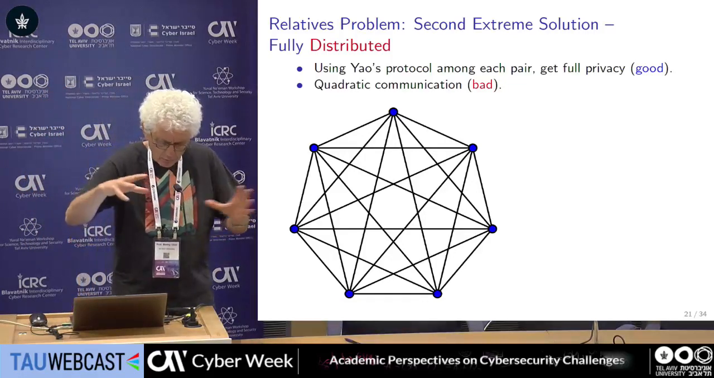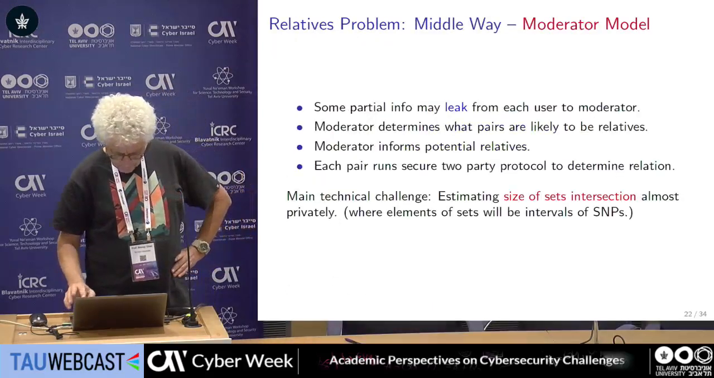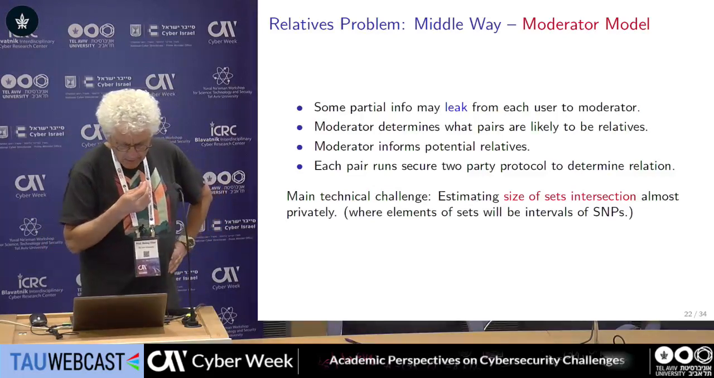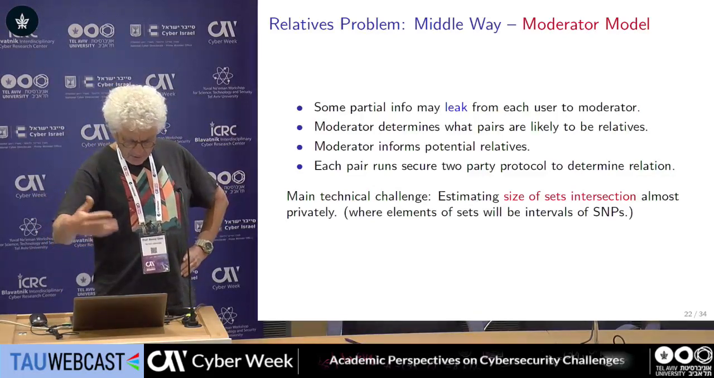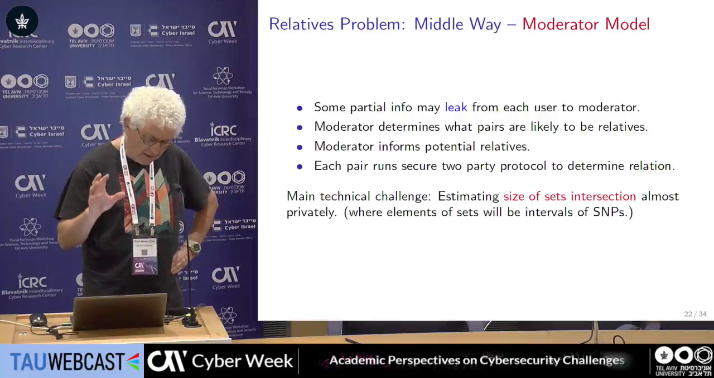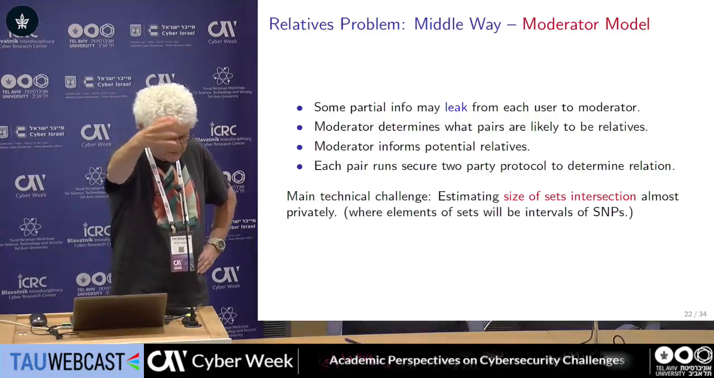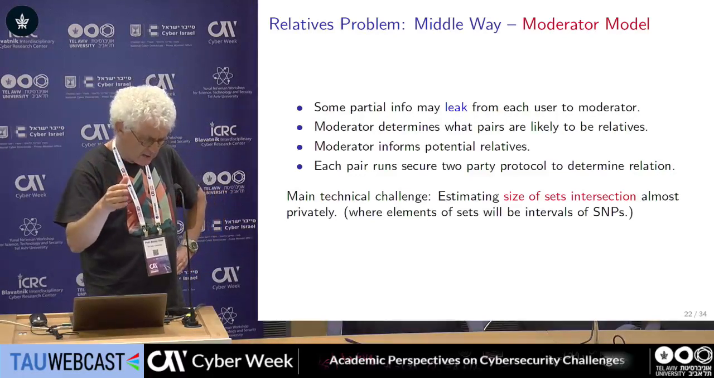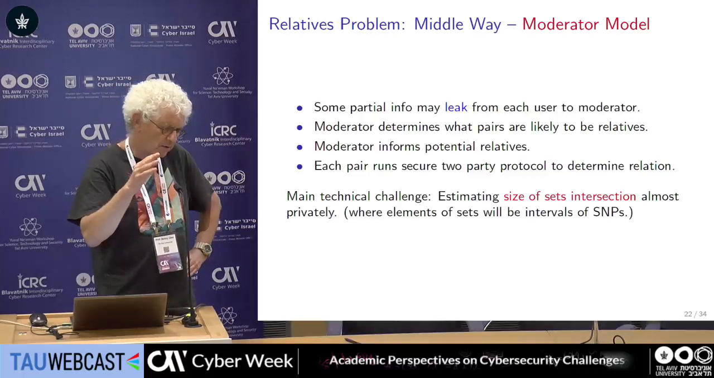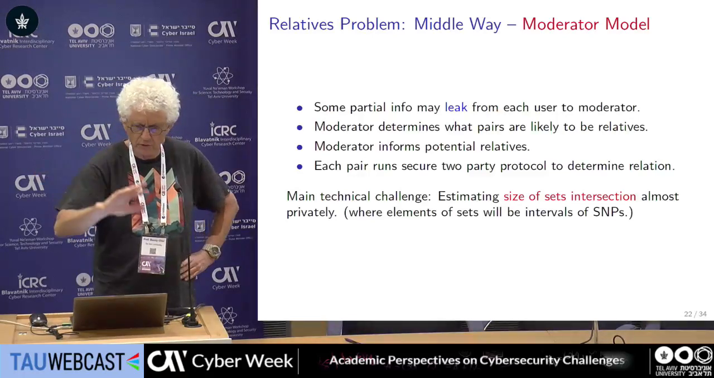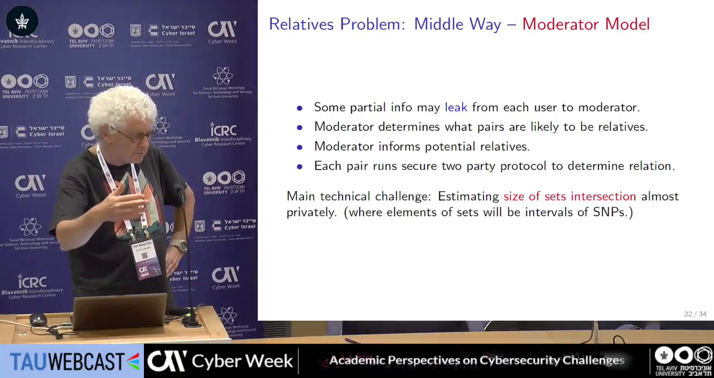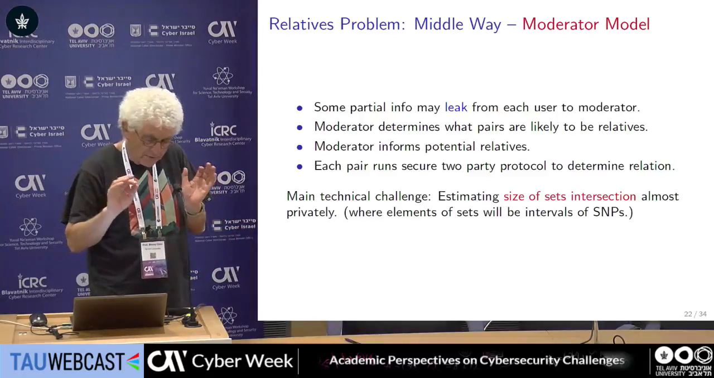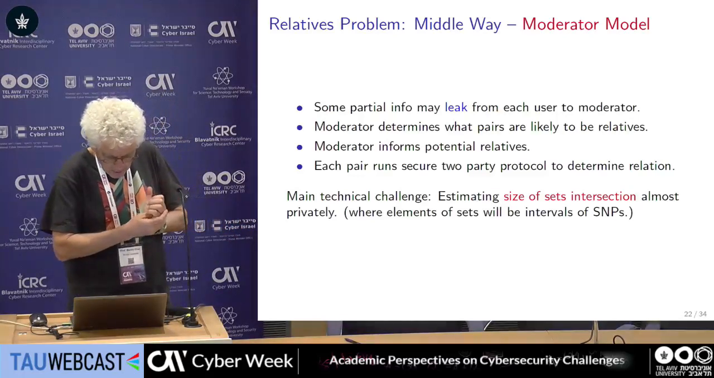So what we propose is something in the middle, a moderator model. There will be a moderator, maybe the company representative, who is given some partial information, a limited number of bits. Based on that, he will be able to determine with high probability who are relatives or not, and then he will recommend to those who are presumably relatives to run this Yao protocol between themselves. So there will be much less communication, but some leakage of information.